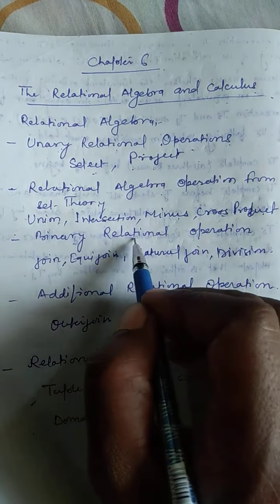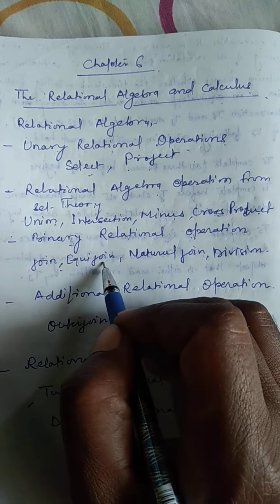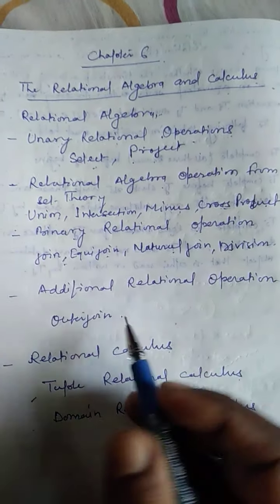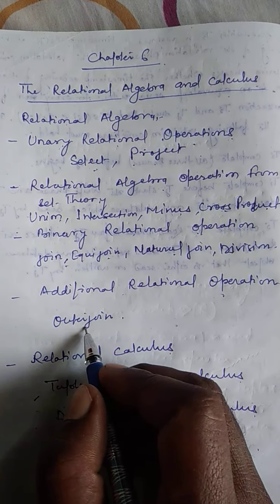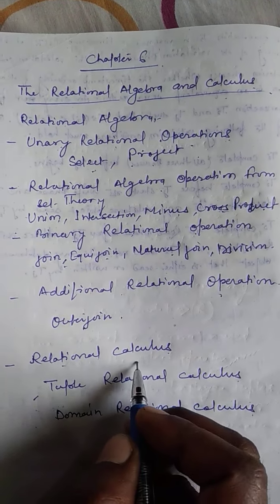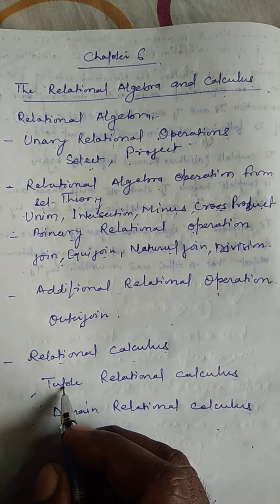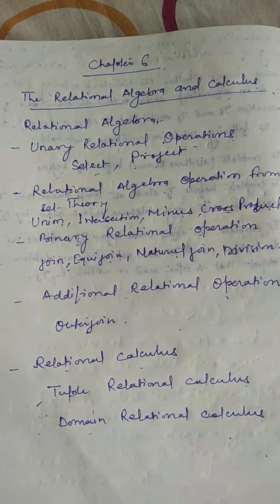After that, binary relational operations: join operation, equijoin operation, natural join operation, and division operation. The additional relational operation is only one, outer join. After relational algebra, relational calculus is divided into two parts: tuple relational calculus and domain relational calculus.